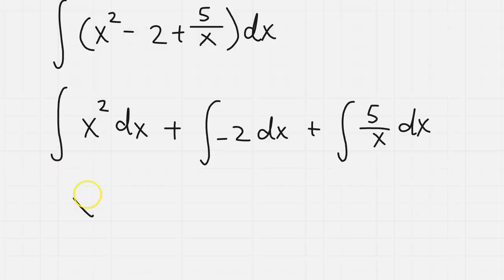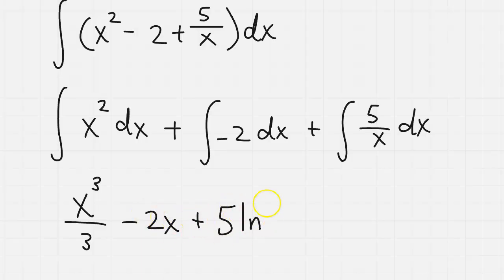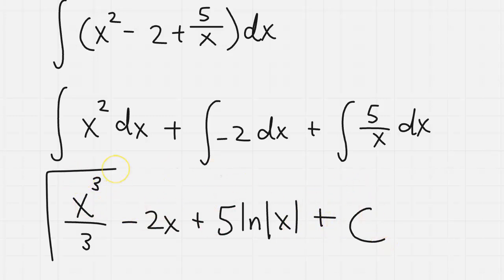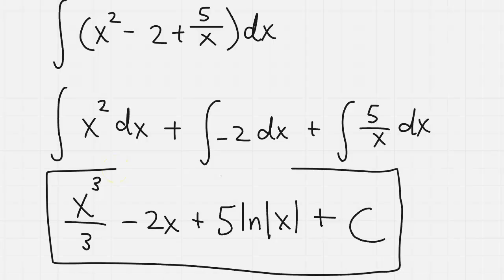And you're ultimately going to get x cubed over 3 plus some constant, plus negative 2x, so that's just minus 2x, plus 5 times the natural log of the absolute value of x plus some constant. So there are different constants for each of them, but you can put them all together in the form of just one big constant, and just like that, you're done.